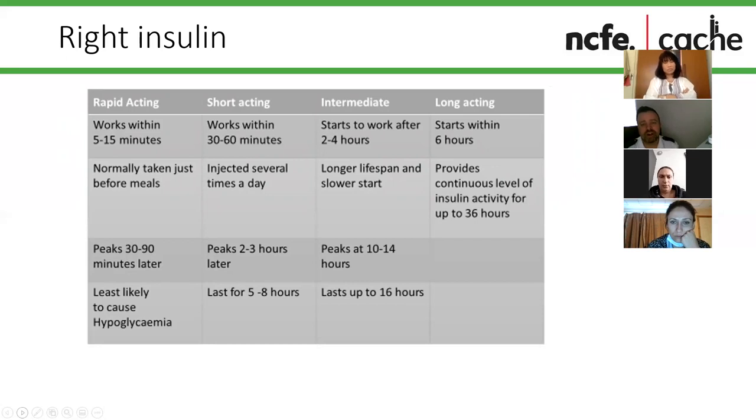Then you've got your intermediate, which is your longer lifespan and slower start, peaks about 10 to 14 hours and lasts up to 16 hours. And then obviously you've got your long acting.